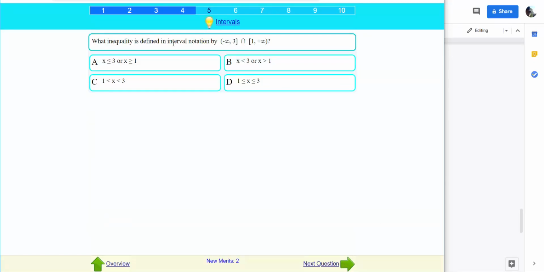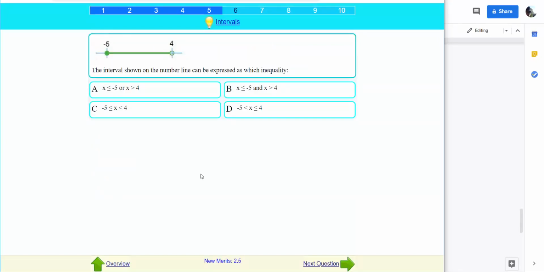What inequality is defined in interval notation by this? So this means that it's less than or equal to 3 and greater than or equal to 1. Yeah, this is it. The interval shown in the number line can be expressed as which inequality? So now x is greater than or equal to negative 5, but less than 4.